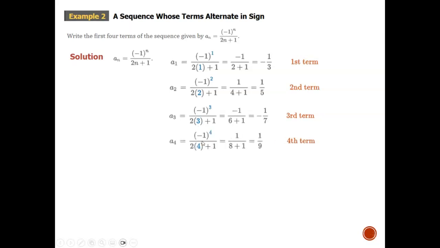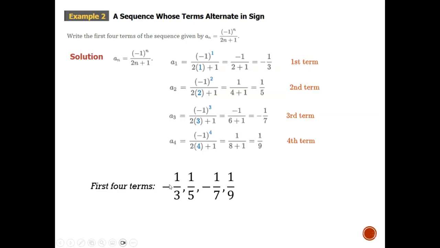We get -1/7. We wanted the first 4 terms. We go up to 4, plug in a 4. -1 to the 4th power is a positive, all over 8 plus 1 on the bottom, 1/9. So these are the terms of this sequence, at least the first 4: -1/3, 1/5, -1/7, 1/9. And again, it would keep going if we wanted to plug in more numbers.